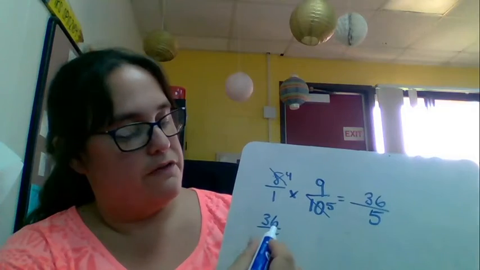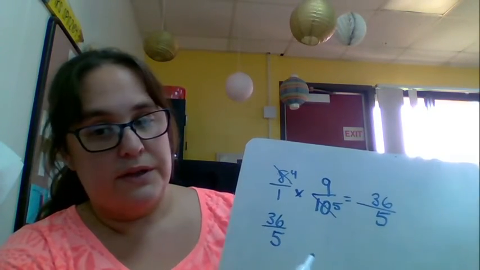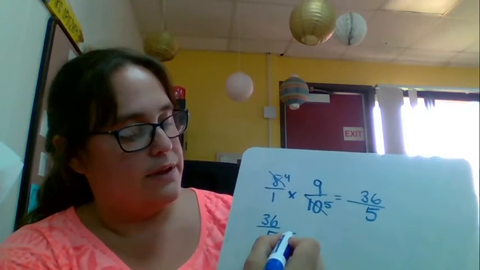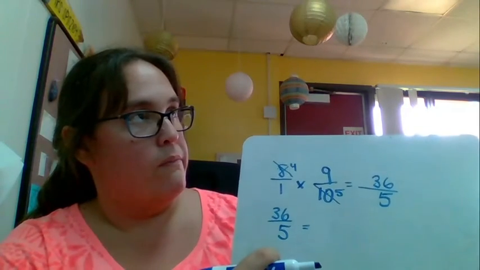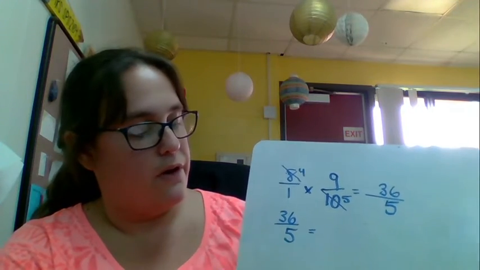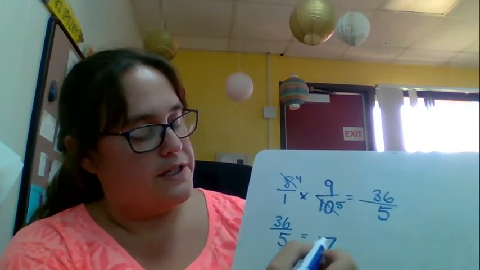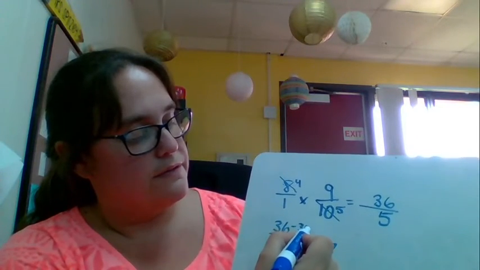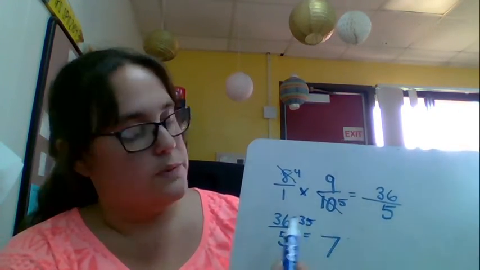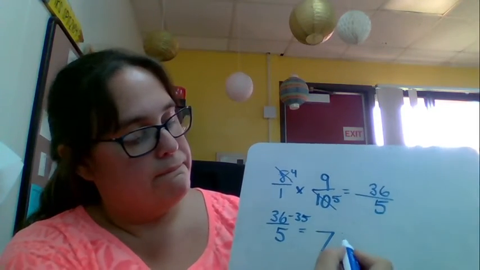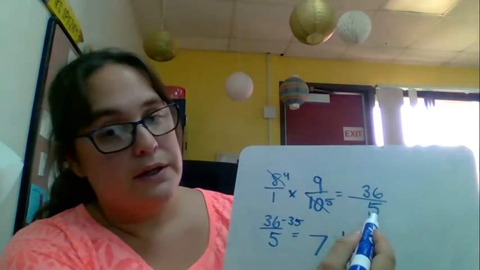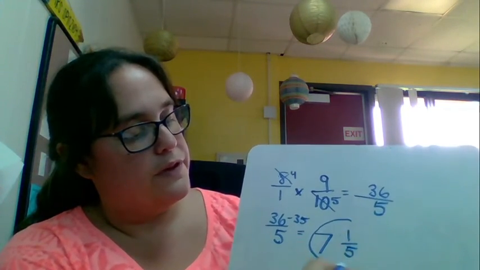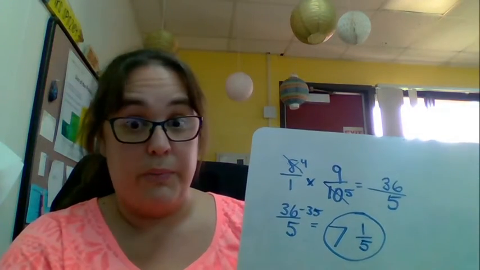So I'm thinking 5 goes into 36 how many times? Or how close can I get to 36 without going over? So follow your 5 across. It goes in 7 times. 7 times 5 is 35. So how many pieces will you have left over? You'll have 1 piece left over, and your piece size stays the same. So this should be your final answer. Pause and come back.